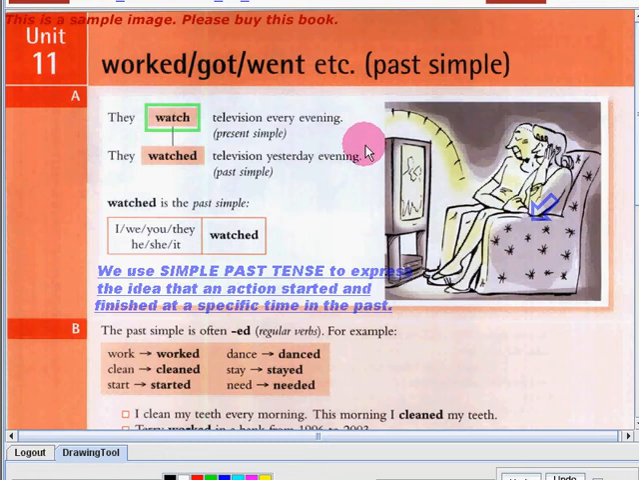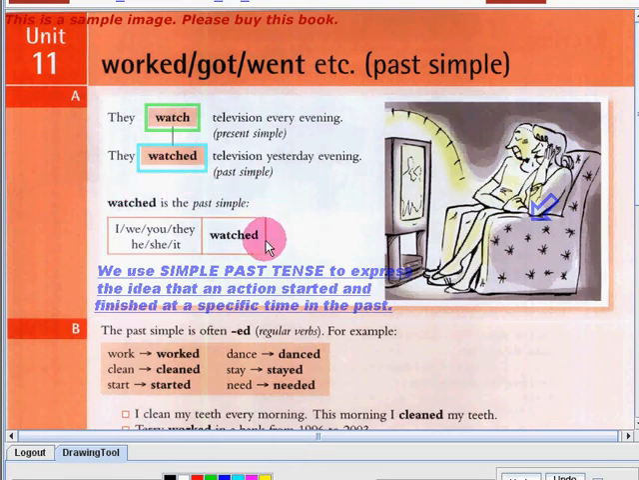They watched television yesterday evening. Now, our verb here is the word watched. And as you can see, we added the letters ed. So, when we do that, we can form the simple past tense. Watched is the simple past.